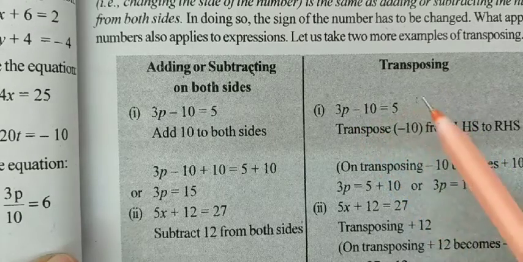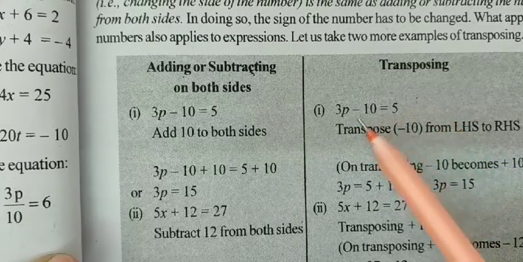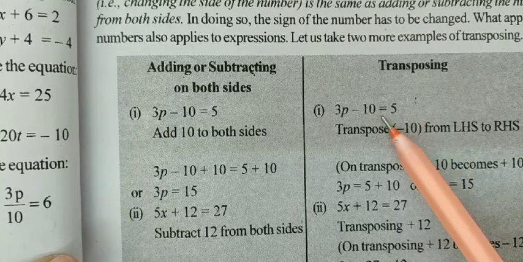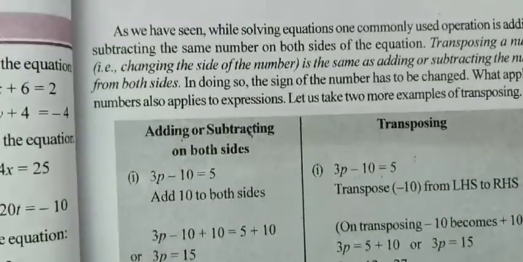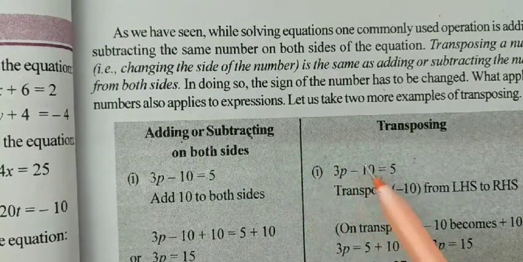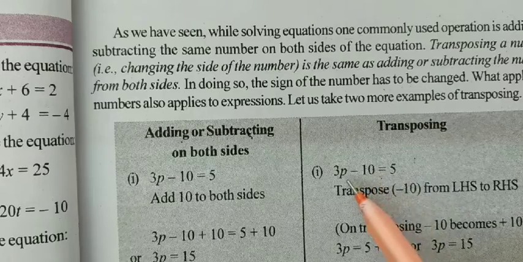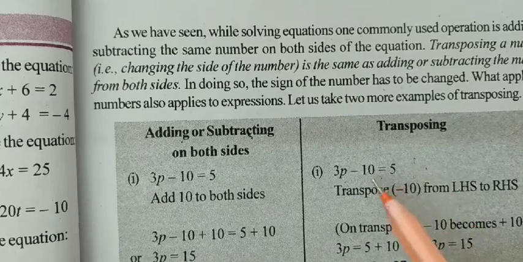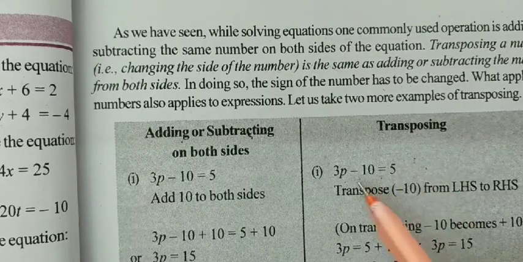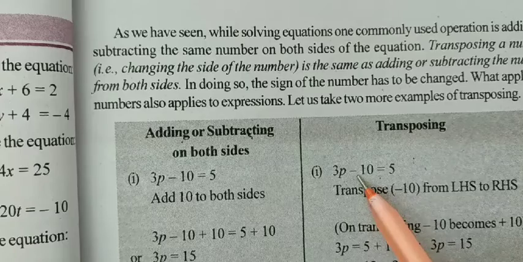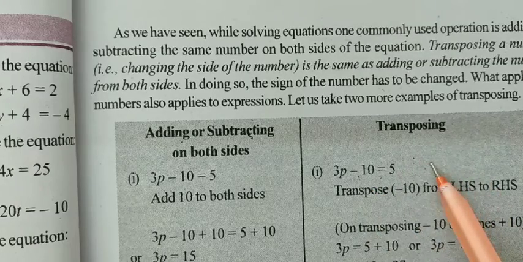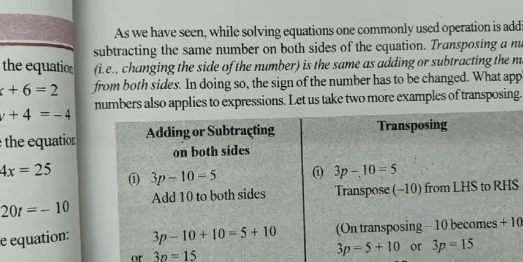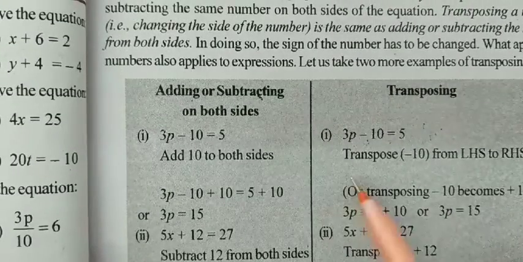Transposing means shifting the numbers to the other side of the equal to sign, that is called transposing. You take or change the side of the numbers which are connected to the variable. And while transposing, the sign of the number changes. If it is negative on this side, when it goes on the other side, you are going to take its additive inverse. Negative 10 will become positive 10. Here you can see.